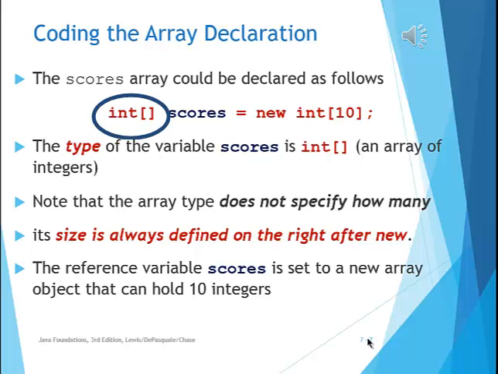So the type of the variable scores is int brackets, which indicates an array of integers. Note that the array type does not specify how many. Its size is always defined on the right after the new. The reference variable scores is set to a new array object that can hold 10 integers.